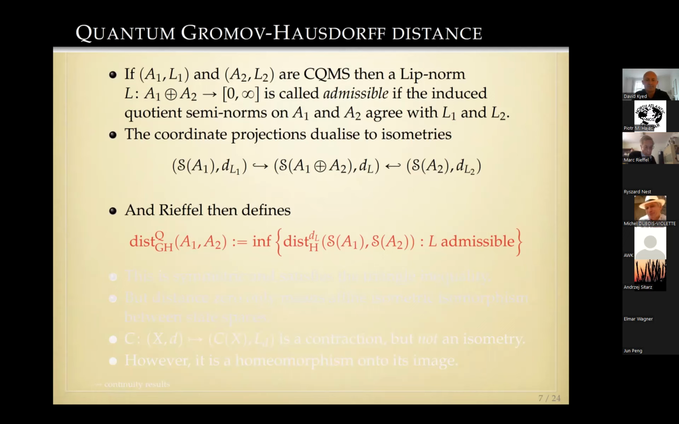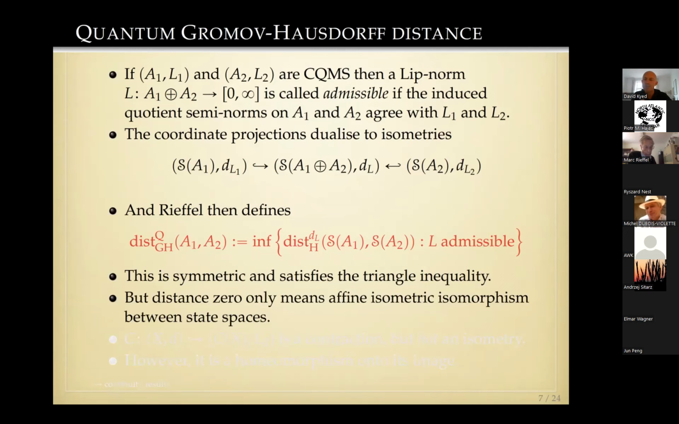And there is good reason to call this a distance function because it is clearly symmetric, and it also satisfies the triangle inequality. The latter is not a triviality, but it's true. This was the good news. The bad news is that distance zero might not mean exactly what you would think. Namely, from a classical non-commutative geometry point of view, you would potentially think that this should mean that you have a star isomorphism between the two C-star algebras, which intertwines the semi-norms.